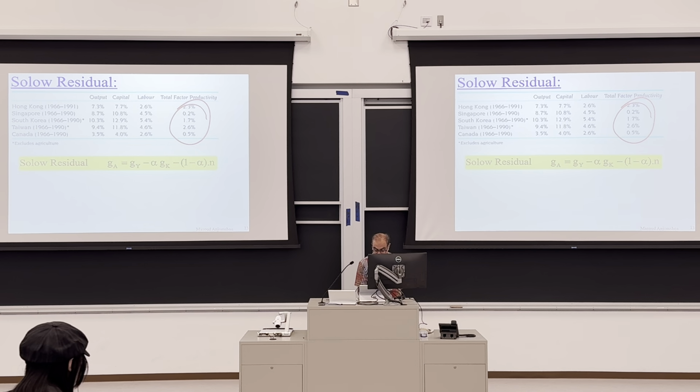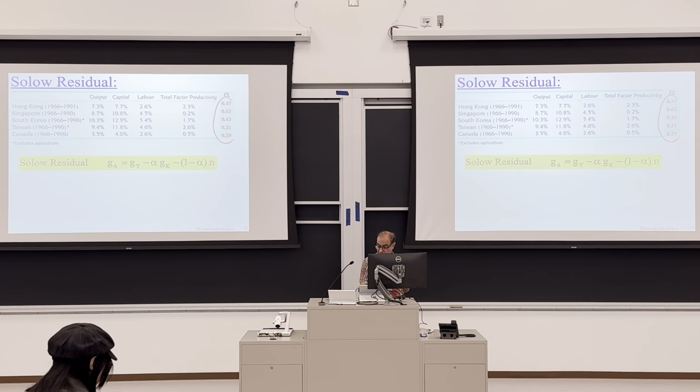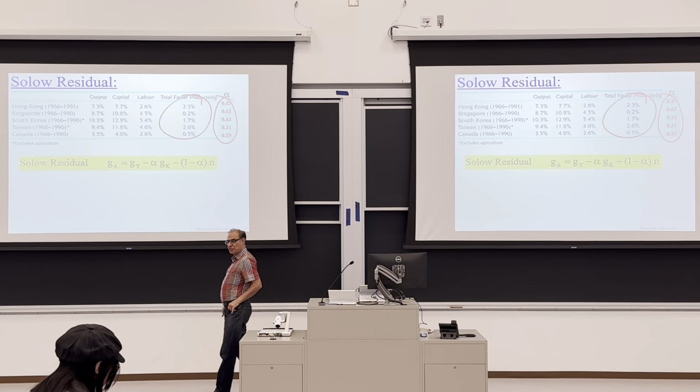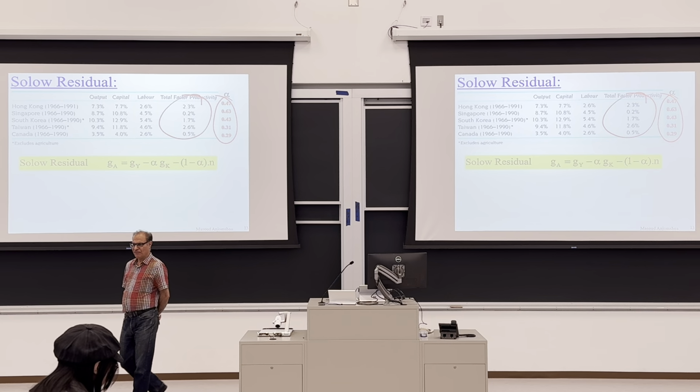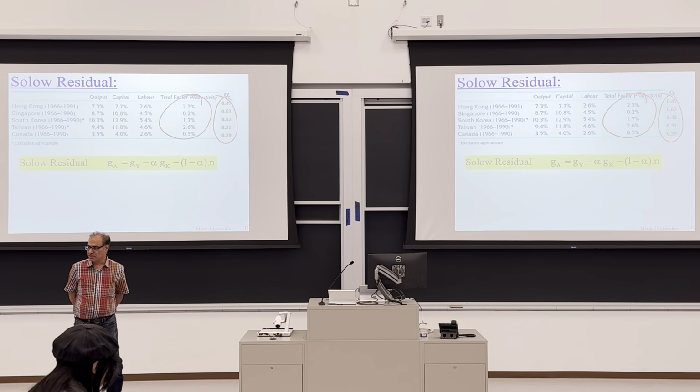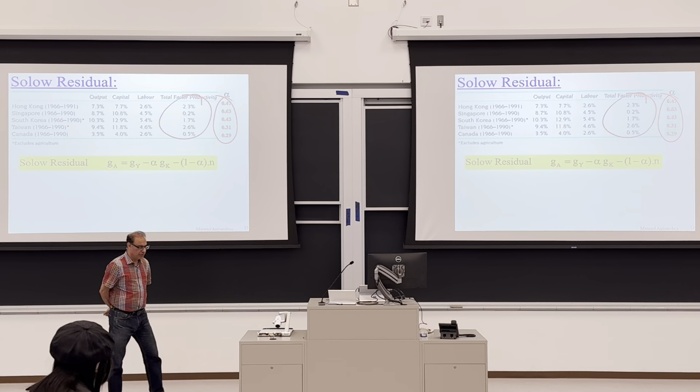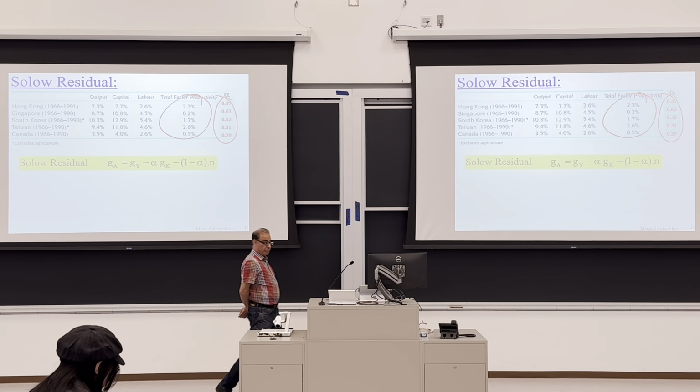This is the growth rate of technology. For these countries, you have the growth rate of output, growth rate of capital, growth rate of labor, and also the estimated capital share in the production function, alpha. So they found what? The contribution of technology, or so-called total factor productivity. You understand? So he for the first time invented that.